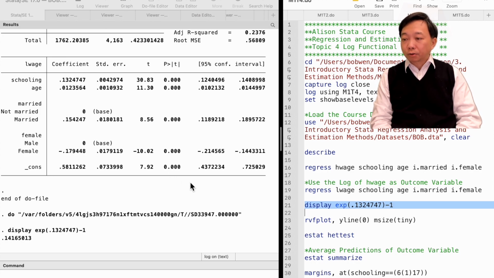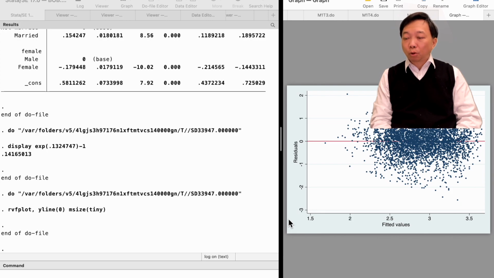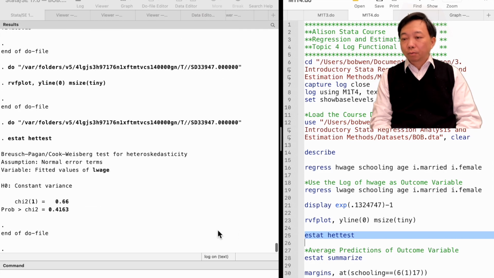The main reason we use the logarithmic functional form of hourly wage is that it alleviates the heteroskedasticity problem. We find no evidence of heteroskedasticity when we draw the residuals versus fit values plots. When we do the post-estimation heteroskedasticity test, we cannot reject the null hypothesis of constant variance of the error term.